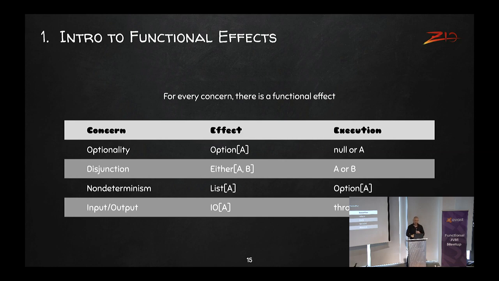And like all functional effects, we execute it. And at the end of the day, when we execute it, we get back either nothing if it wasn't there, or we get back the A that was in the option.